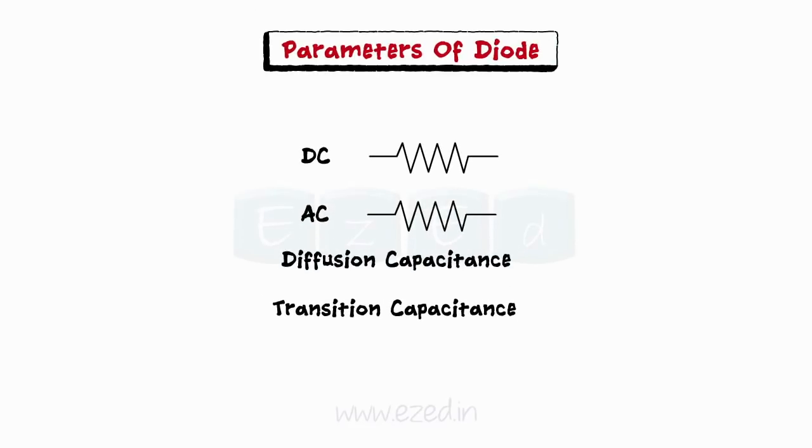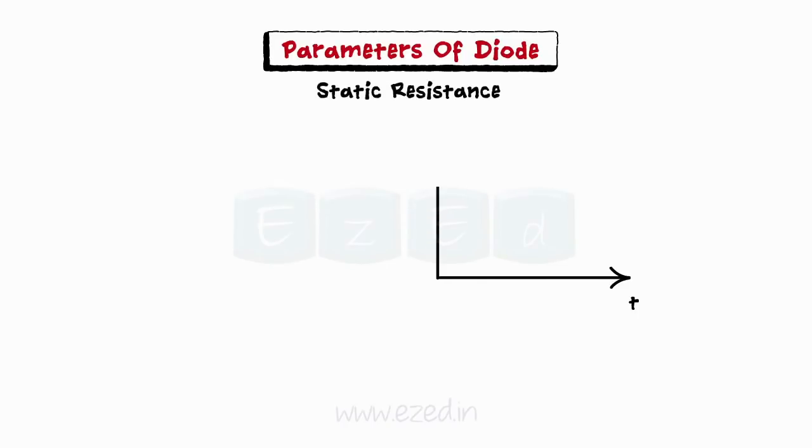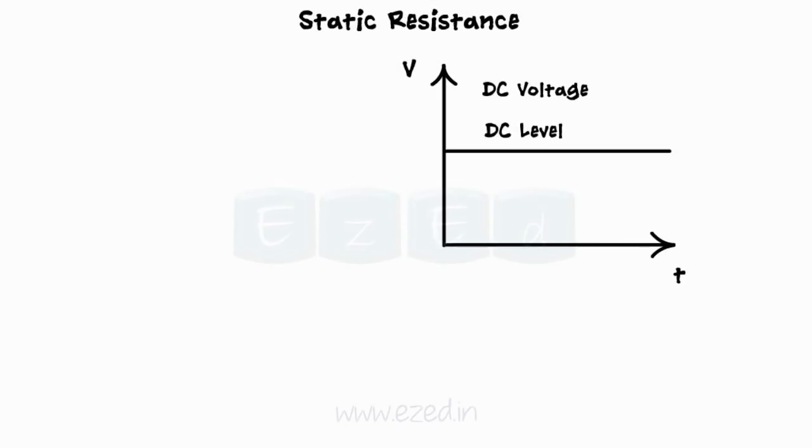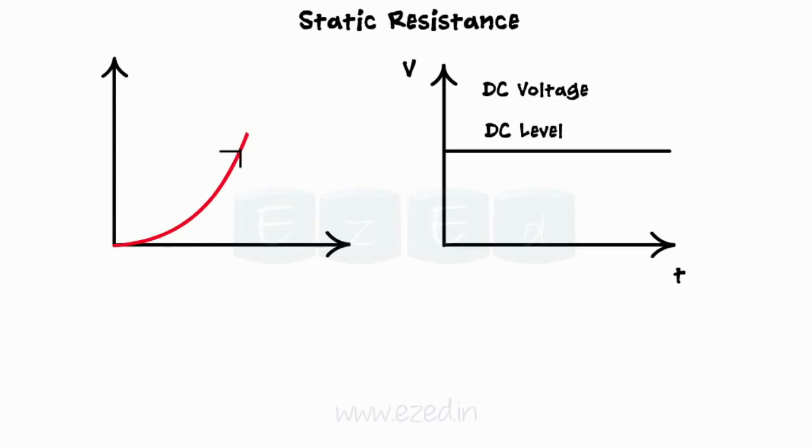When the diode is operated in DC voltage, the resistance of the diode is called DC or static resistance. From the characteristics of the diode, this resistance is calculated by the ratio of V upon I. As the DC source remains constant, we can compute the V upon I ratio throughout the characteristics graph.